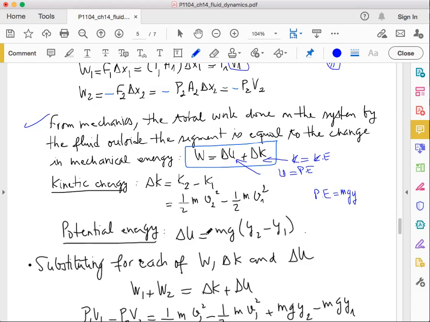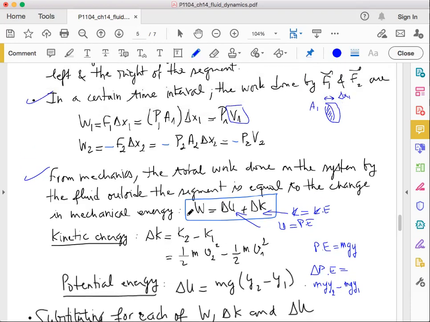So if we are determining the variation of the potential energy between 2 points 2 and 1, this will end up with mgy2 minus mgy1, which means mg(y2 minus y1). Okay, so this equation here will be our starting point. But what about W? Don't forget that W is the total work.